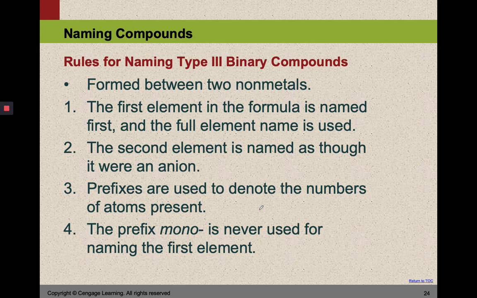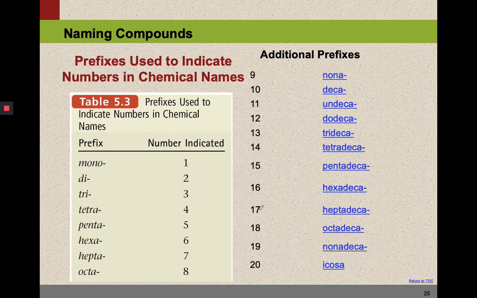First, you must look at that they are both nonmetals. By now you must know where the nonmetals are in the periodic table. The first element in the formula is named, and the full element name is used. The second element is named as though it were an anion. Prefixes are used to denote the numbers of atoms present, and the prefix mono is never used for naming the first element. So here are the different prefixes that will be used to indicate the number of atoms.